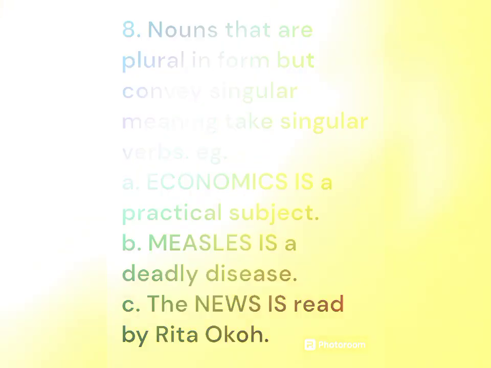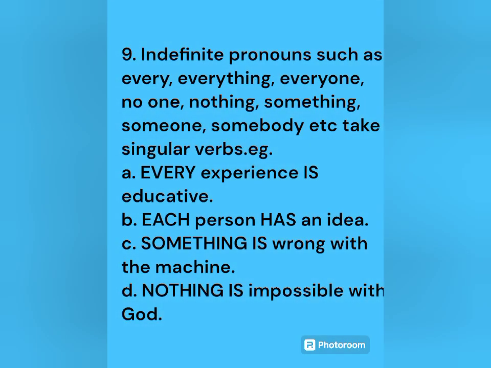The ninth rule says indefinite pronouns such as every, each, everybody, somebody, nobody, someone, everyone, no one, nothing, something. These words, when we use them in a sentence, take the singular verb. Look at some of these examples. Every experience is educative. Each person has an idea. Something is wrong with the machine. Nothing is impossible with God. So these words all go with the singular verb.